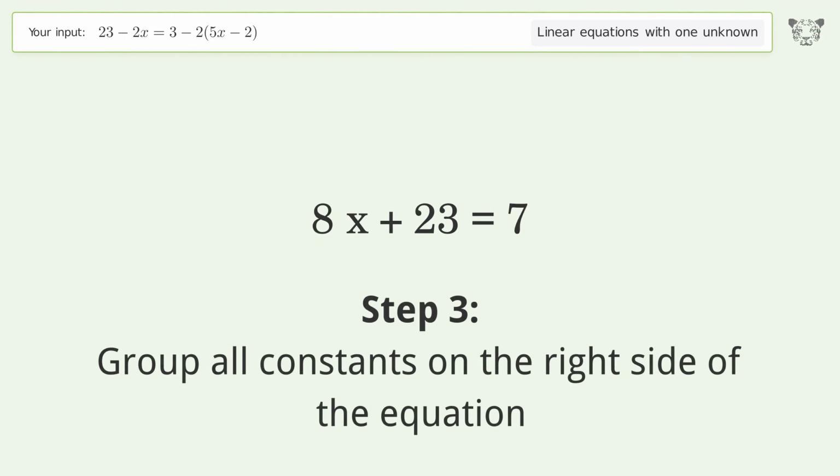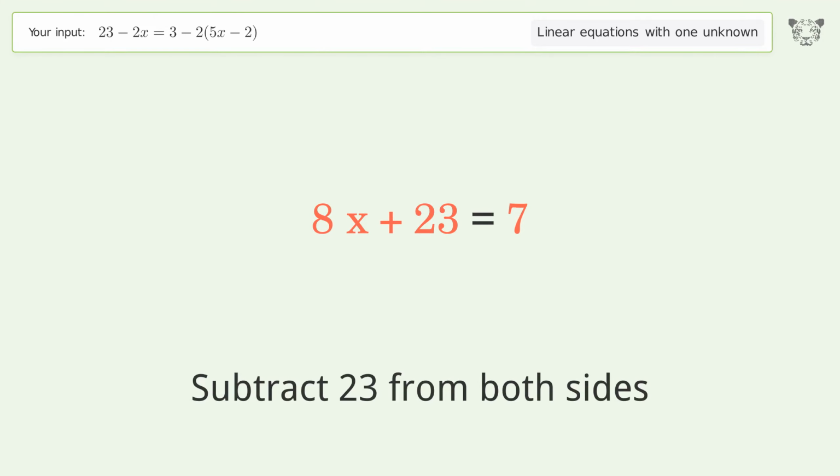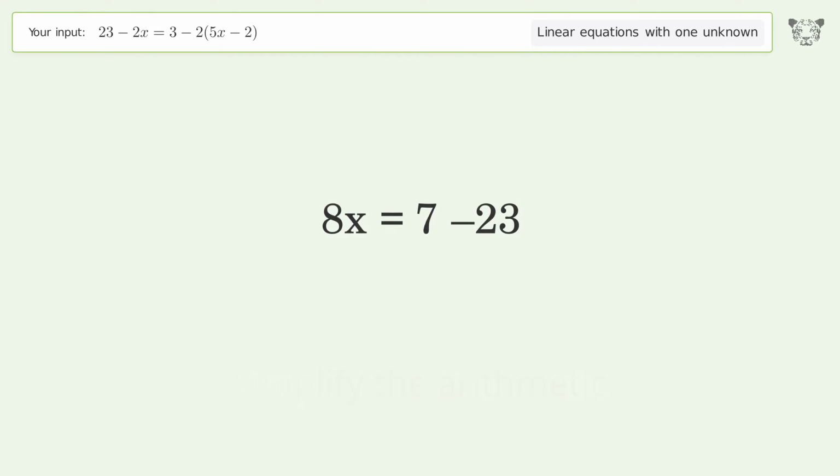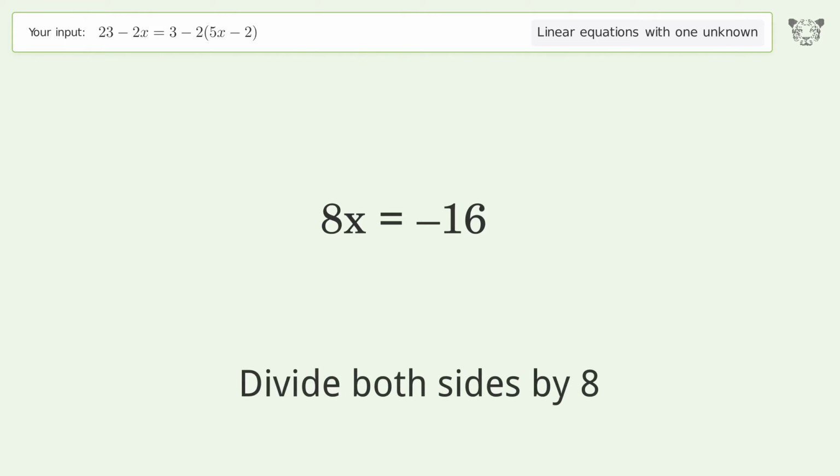Group all constants on the right side of the equation. Subtract 23 from both sides. Simplify the arithmetic. Isolate the x. Divide both sides by 8.